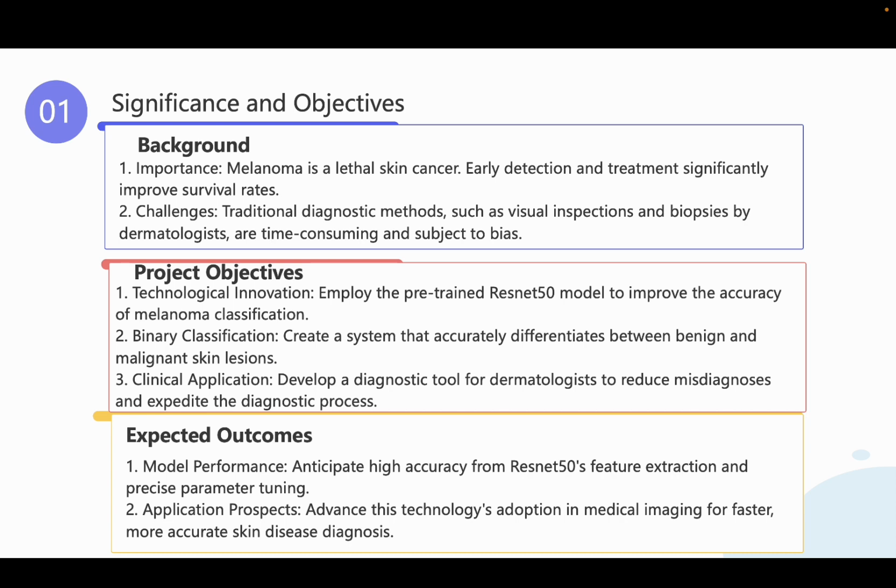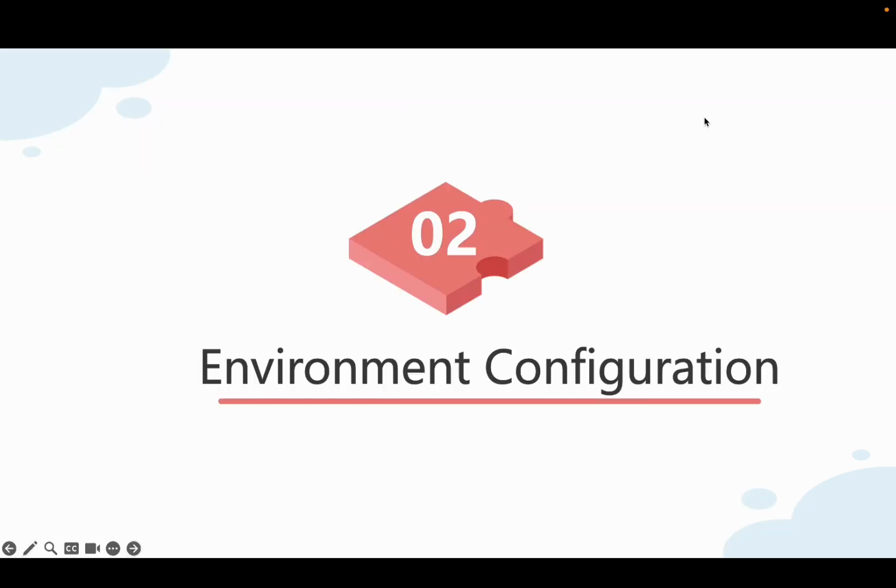Our project aims to harness the power of the ResNet-50 model to improve melanoma classification. It is a binary classification system which is more accurate, and we believe that it will reduce misdiagnosis and accelerate the determining process. So here's the second part, the environment configuration.